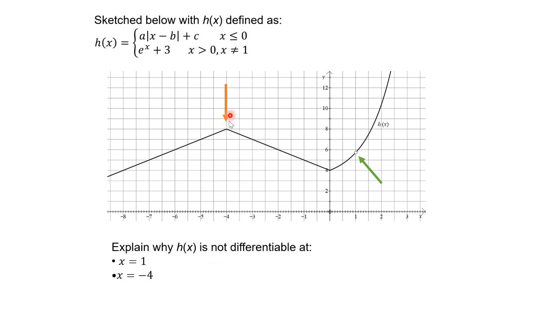I can see that at x equals minus 4, it's certainly continuous because my graph goes right through that point, but the gradient from the left is positive, and the gradient from the right is negative. So therefore, it is definitely not differentiable as the gradients are not the same.